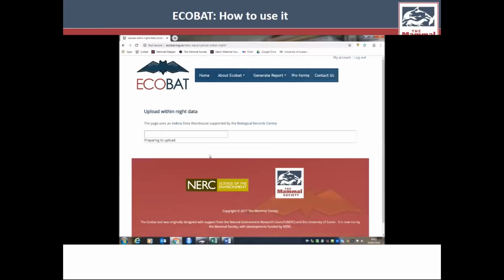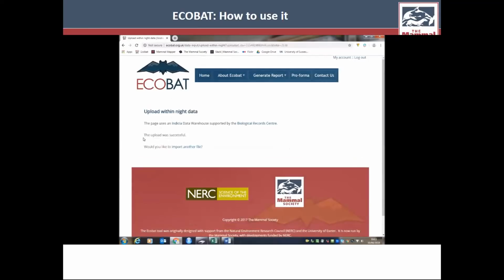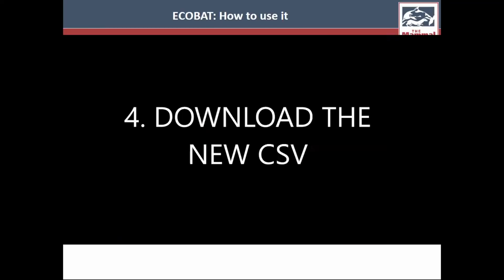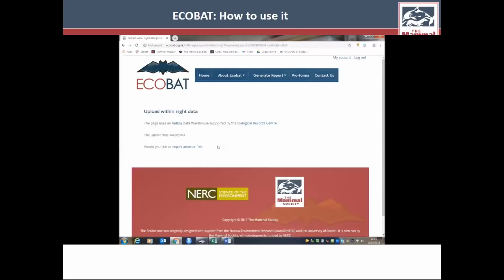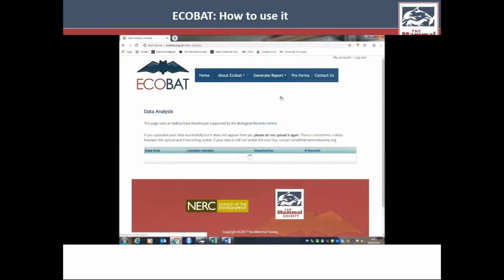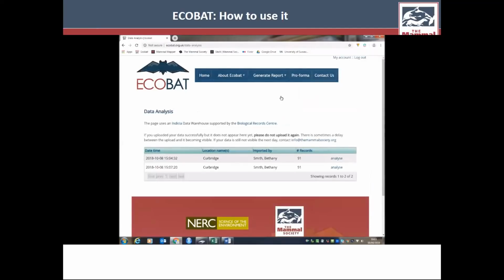Depending on how much data you have, it can take a little while to upload. I did speed this up. And it will tell you whether or not your upload was successful. If it wasn't, it will give you a link to download the data again. So now you can go to the analysis part of the website, and it will bring you to your data that you just uploaded and all of your records previously.